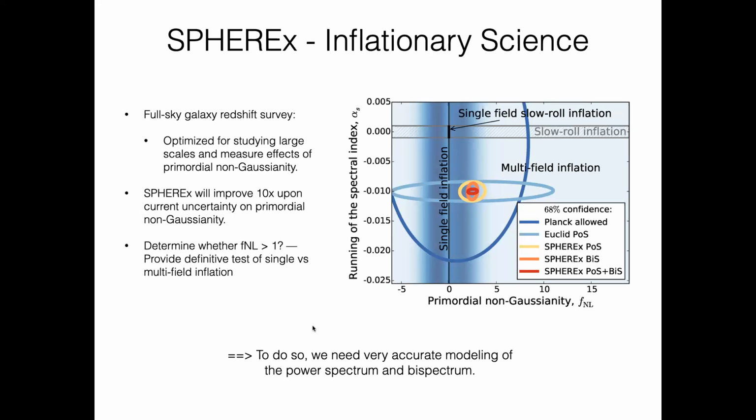And to be able to do that, we need a very accurate modeling of power spectrum and bispectrum. And also we do this with a multi-tracer, so many different samples. So I'll be telling you a little bit more about the progress that we have made so far on these modelings and some of the challenges that are coming up.